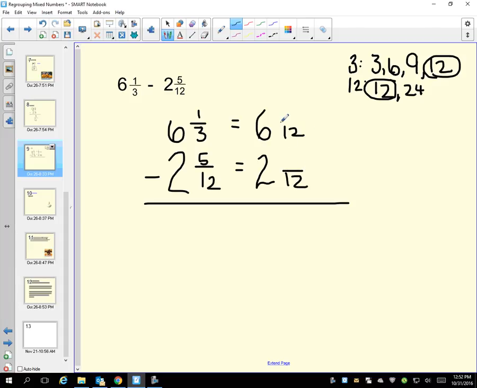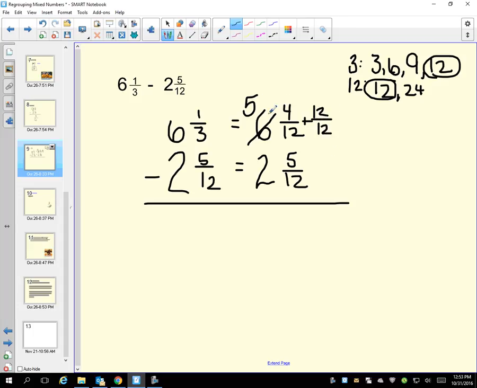Okay, step 2 is rename my fractions. I know that 3 times 4 is 12, so 1 times 4 will be 4. And these are already in 12, so I can leave it, 5 twelfths. Now step 3 is to solve. Well, can I take 5 away from 4? No, I'm going to have to regroup. I'm going to borrow a whole, and since I'm dealing with twelfths, I want my whole to be 12 twelfths.